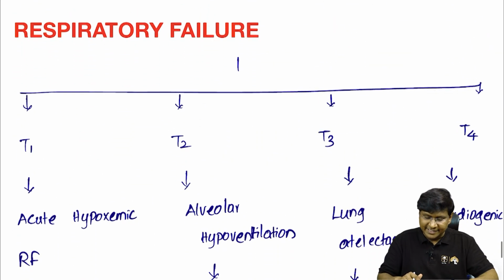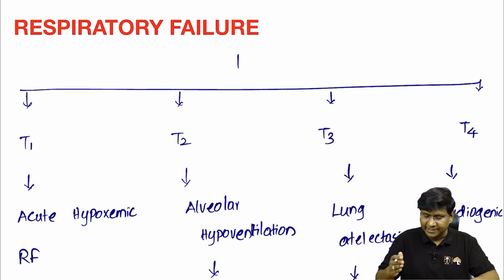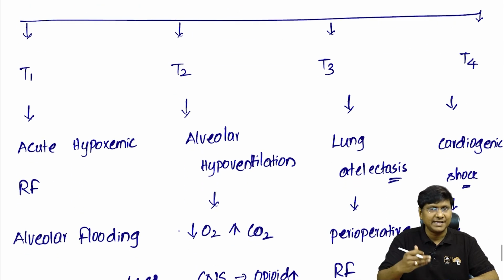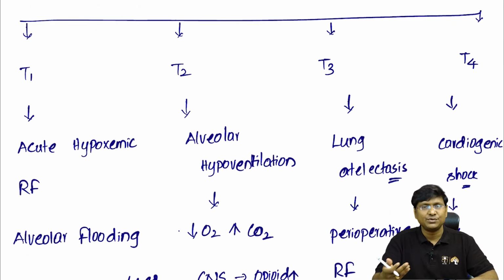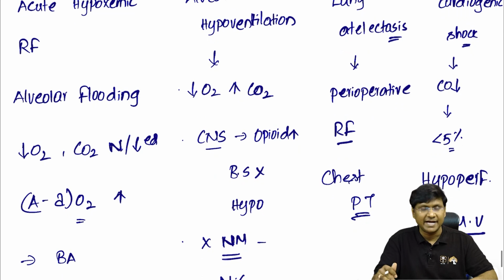So these are the types of respiratory failure: type 1, type 2, type 3, and type 4. In type 1 you will have hypoxia and carbon dioxide levels will be normal or reduced. In type 2, you have hypoxia and hypercapnia. Type 3 is due to lung atelectasis, that is postoperative respiratory failure. And type 4 is due to cardiogenic shock, and that will result in hypoperfusion of the respiratory muscles. So this finishes the quick revision of respiratory failure.